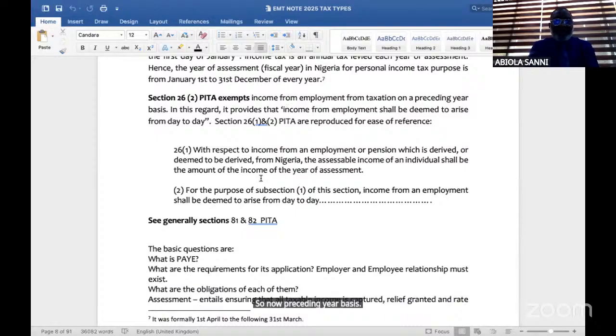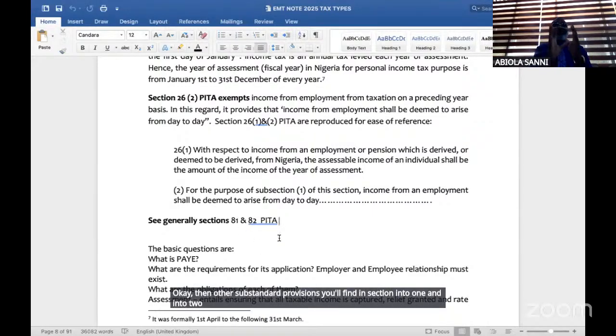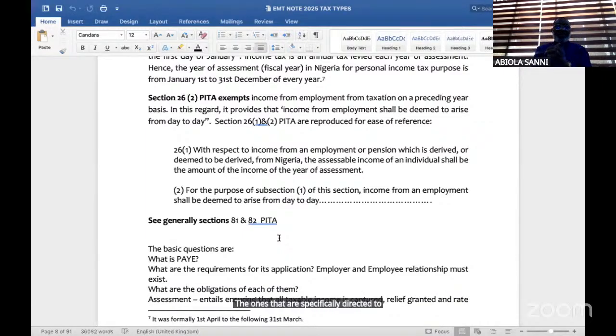For the purpose of subsection 1 of this section, income from an employment shall be deemed to arise from day to day. So as far as PAYE is concerned, I'm like a wage earner. When you collect salary, you must pay tax on it. Okay? Then other substantive provisions you find in sections 81 and 82. So all the provisions within the Act that are specifically directed to PAYE, they are not more than 3 or 4. And I've highlighted them above.